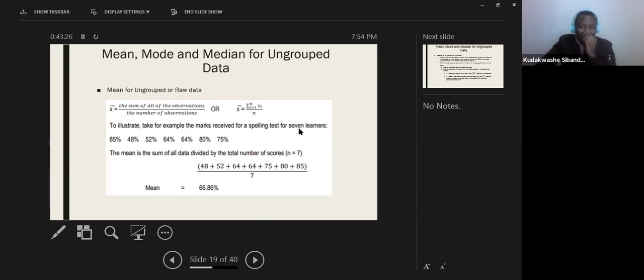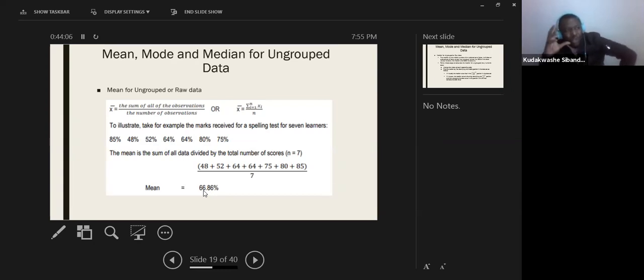There are 7 learners that wrote a spelling test, and these are the marks that they got. For us to calculate the mean, we're going to add each and every mark that each student got, which is this upper part, divided by the number of students that wrote the test, which is 7. If you add all the marks and divide by the number of students that wrote that test, you come to find out that the average mark was 66.86.